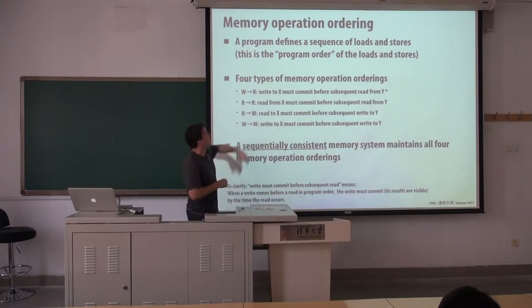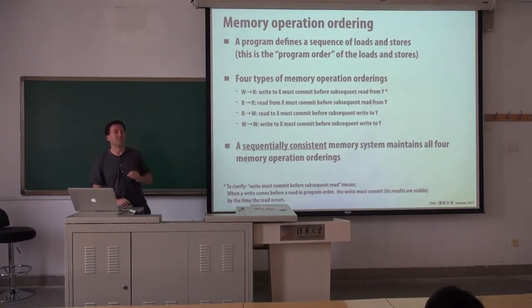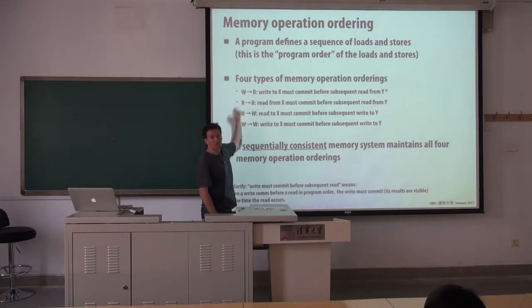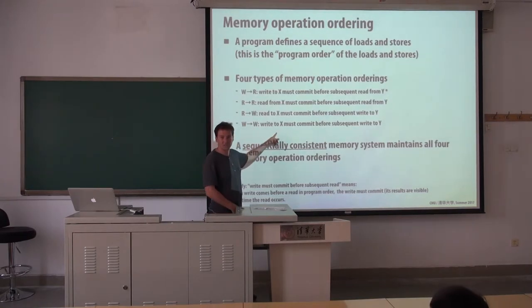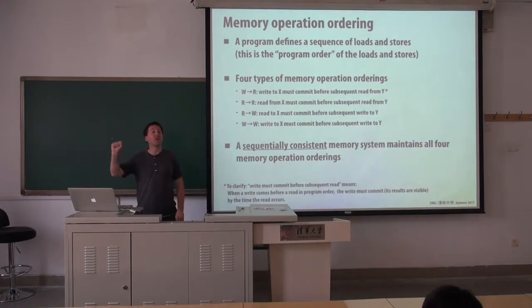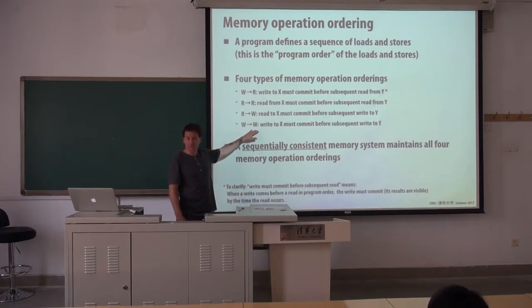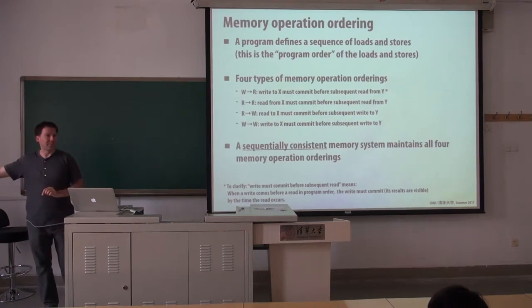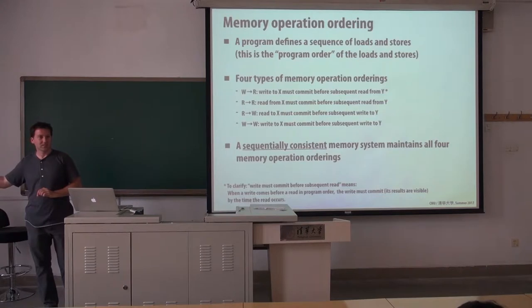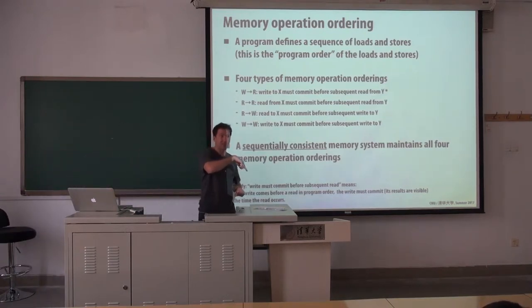I'm listing here on this slide four different memory orderings: write before read, read before read, read before write, write before write. This says that if a processor preserves this ordering, for example if a program says write X, write Y, and the write-write ordering is preserved, the write to X will commit, so all processors know what happens, before the write to Y. Does that make sense? That's why I talked about what it means for a write to commit. A write commits, remember, from ten minutes ago, when all processors are guaranteed to see the new value.